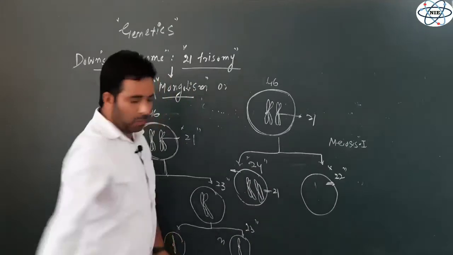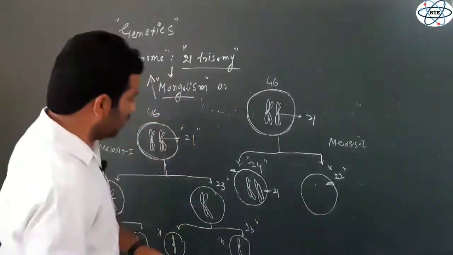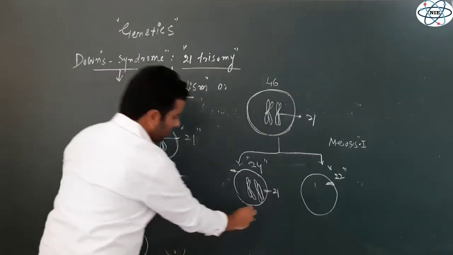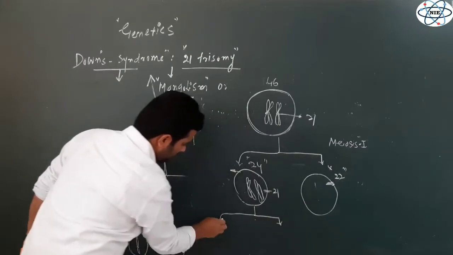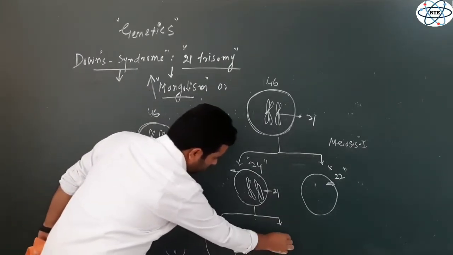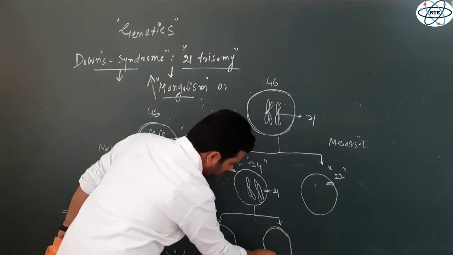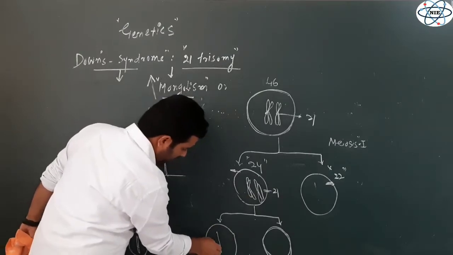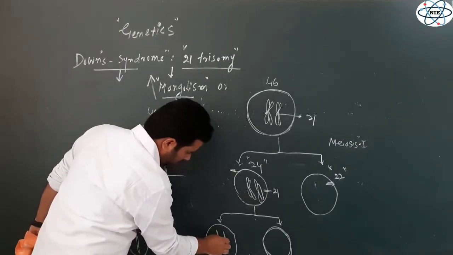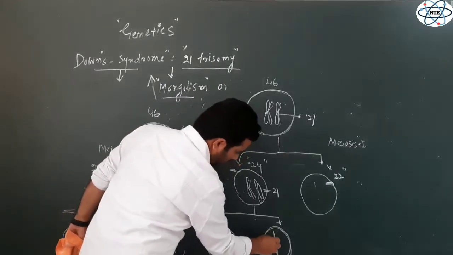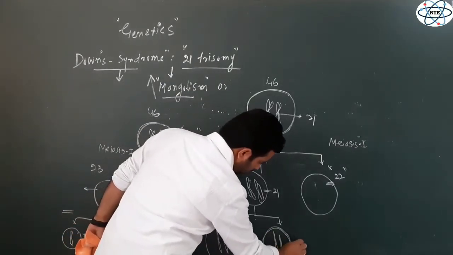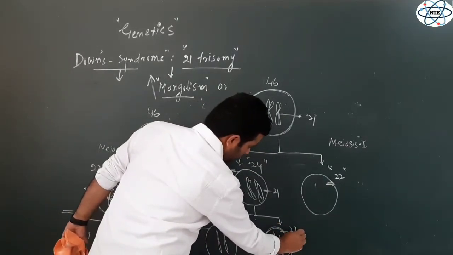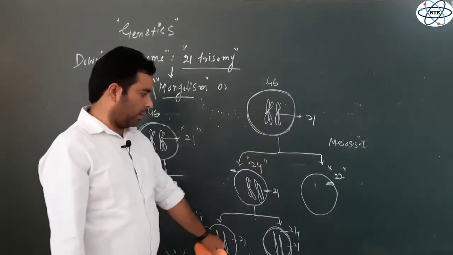So if it further divides, for example in meiosis second, the problem will remain. We can get two daughter cells again from this cell. There will be no change in the chromosome number, because meiosis second is almost similar to mitosis. So these copies will remain as such. Here we have the two copies of 21 again, and here again the two copies of 21. So this cell has 24 chromosomes, this cell has 24 chromosomes, and the extra copy is 21 in these two daughter cells.